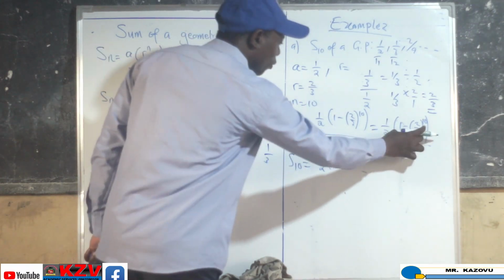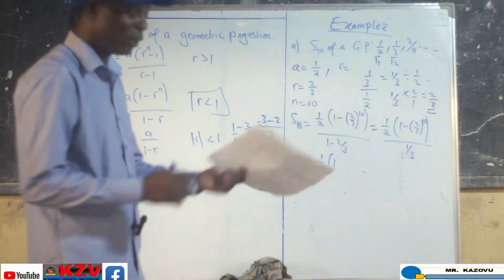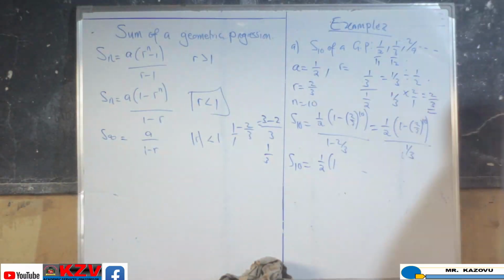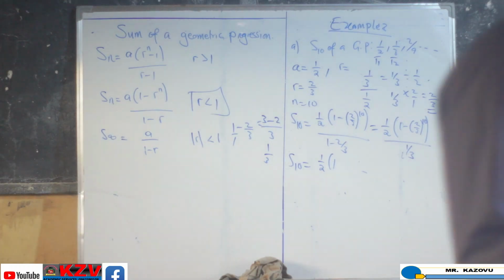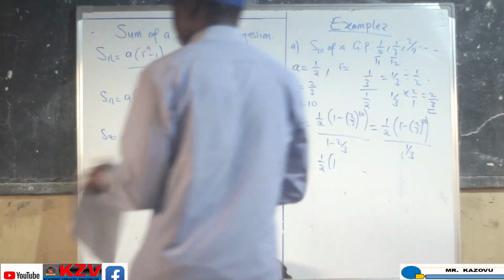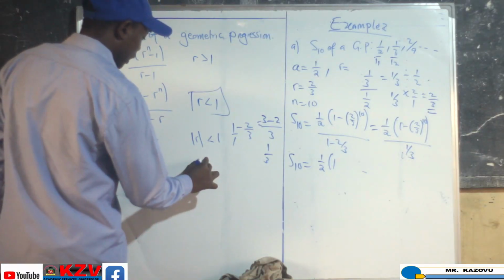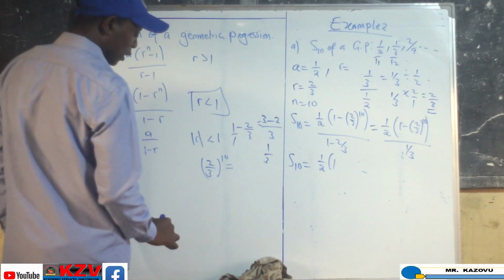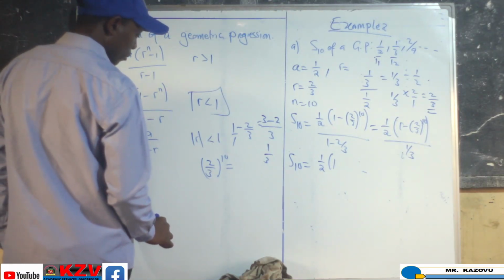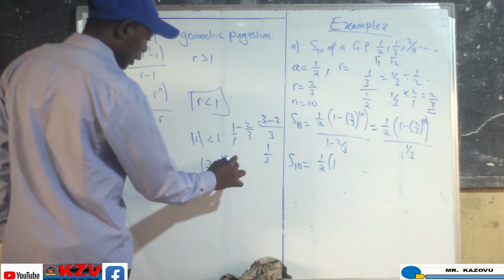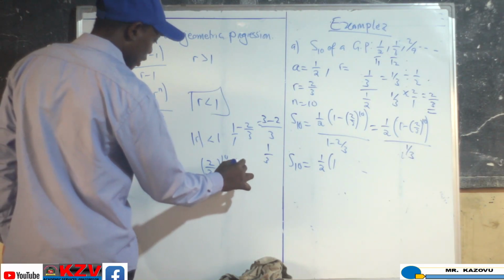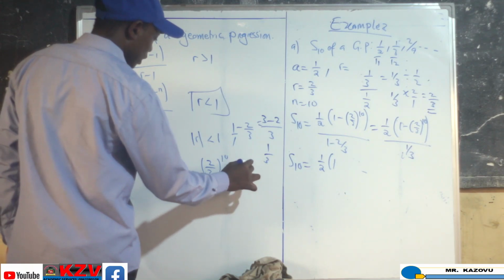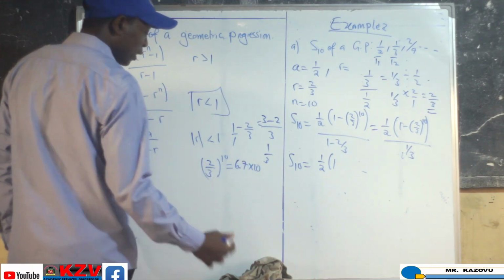Now, here we say S10 is equal to 1 over 2, and then we have 1 minus 2 over 3 to the power 10. What are you getting? Put it in brackets. What's the answer? Get the calculator, you people: 2 over 3, and then the rest to the power 10. What are you getting? 6 point something times 10 to the power what?